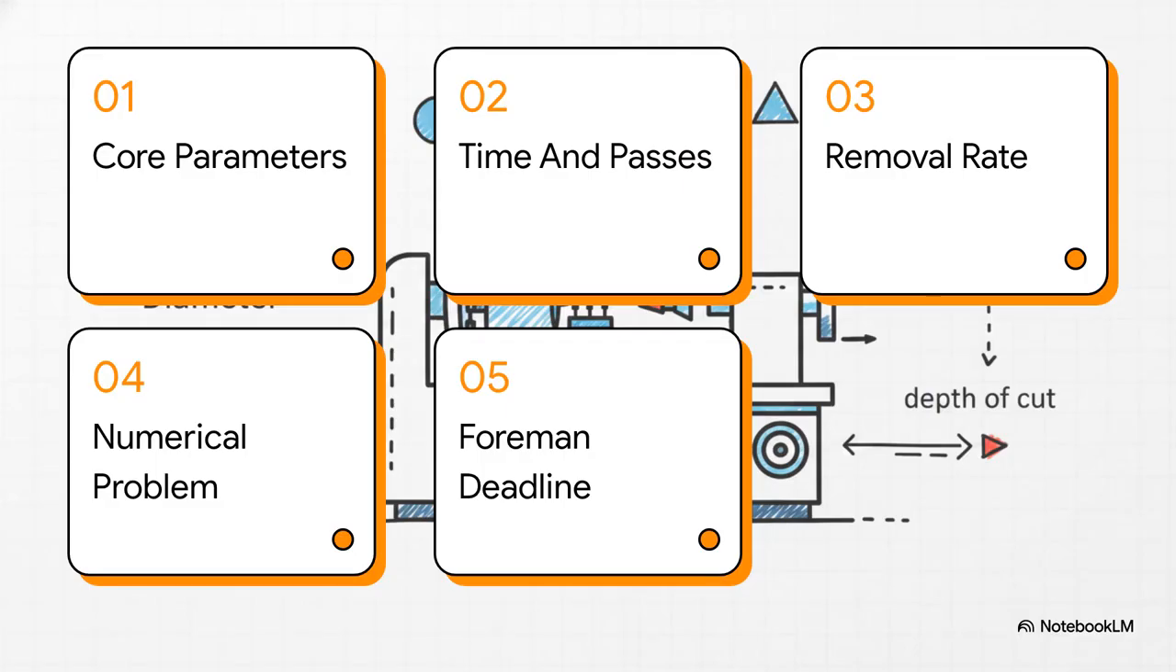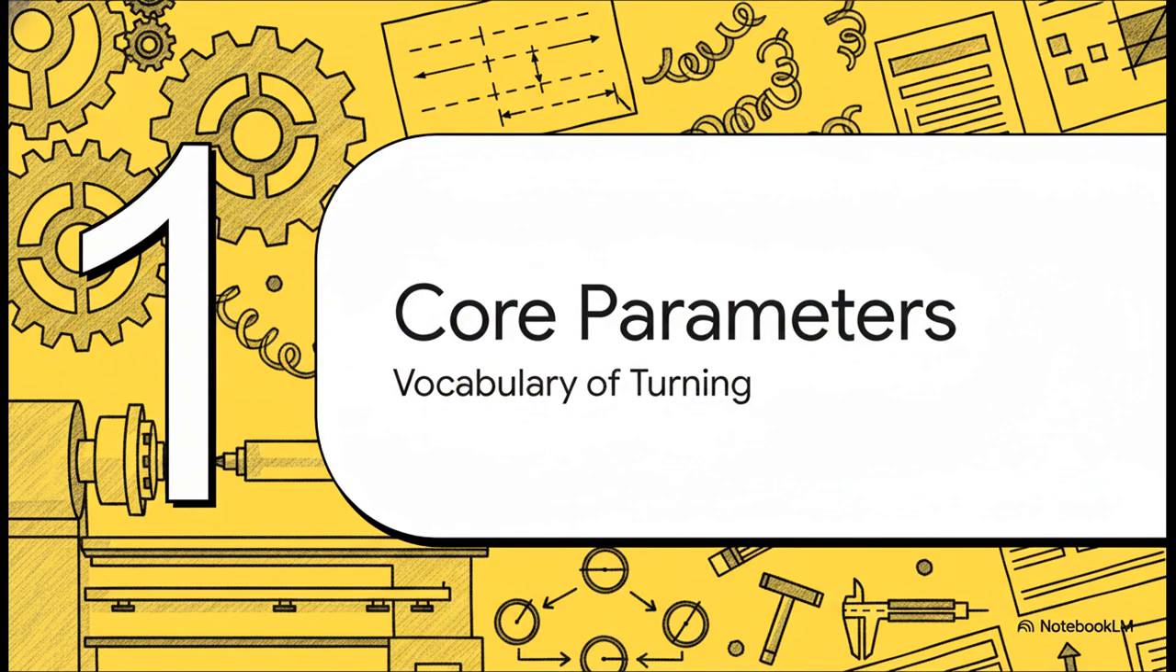Here's our game plan for today. 1. Core parameters of turning. 2. Calculating time and passes. 3. The material removal rate. 4. Solving numerical problem 1. And finally, 5. Meeting the foreman's deadline. All right, let's kick things off with Section 1, Core Parameters of Turning.